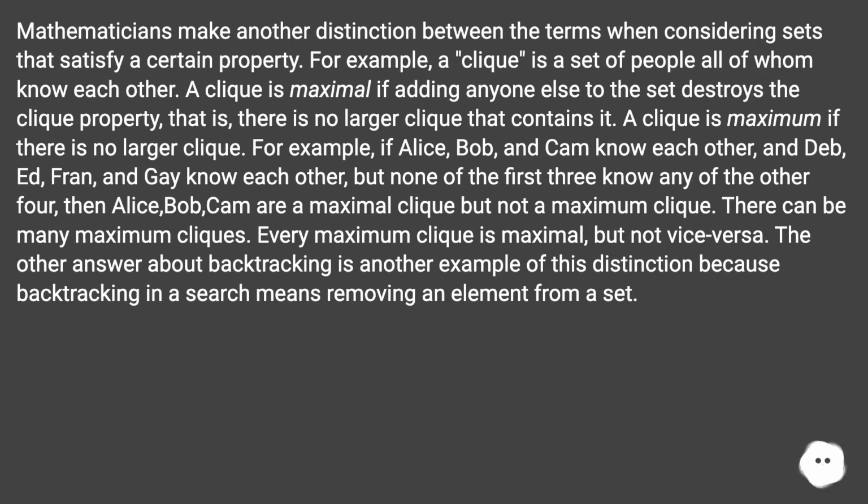For example, if Alice, Bob, and Cam know each other, and Deb, Ed, Fran, and Gay know each other, but none of the first 3 know any of the other 4, then Alice, Bob, Cam are a maximal clique but not a maximum clique. There can be many maximum cliques. Every maximum clique is maximal, but not vice versa. The other answer about backtracking is another example of this distinction because backtracking in a search means removing an element from a set.